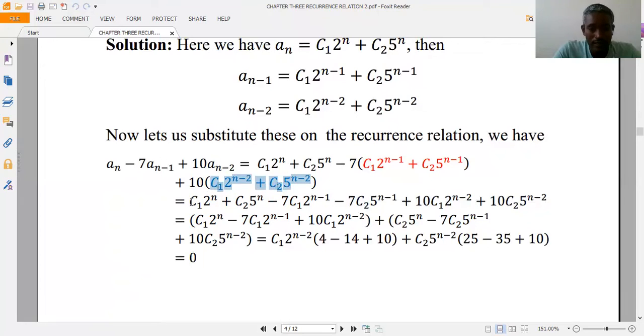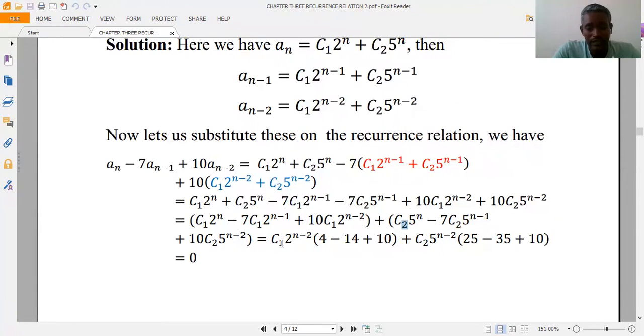Now, collecting those terms which have C1, you'll get this one: C1 times 2 to the power of n minus 7 C1 times 2 to the power of n minus 1 plus 10 C1 times 2 to the power of n minus 2. Plus, collecting the C2 terms, those which have coefficient C2: C2 times 5 to the power of n minus 7 C2 times 5 to the power of n minus 1 plus 10 C2 times 5 to the power of n minus 2.